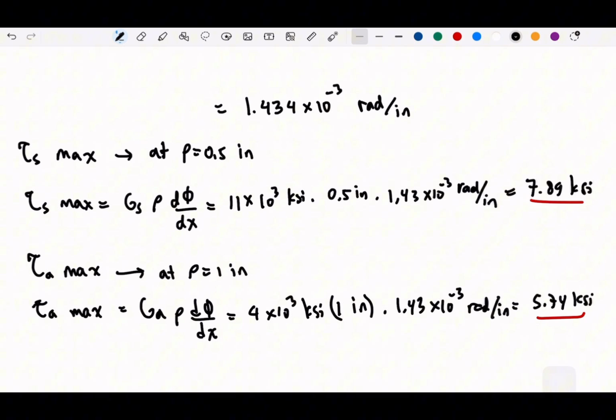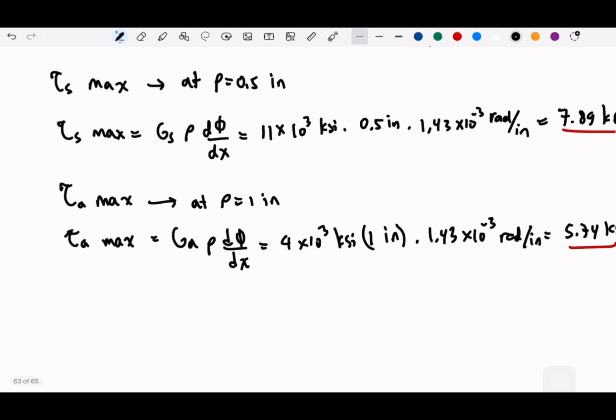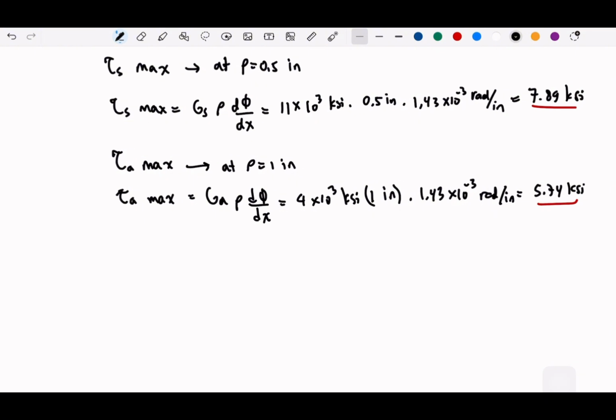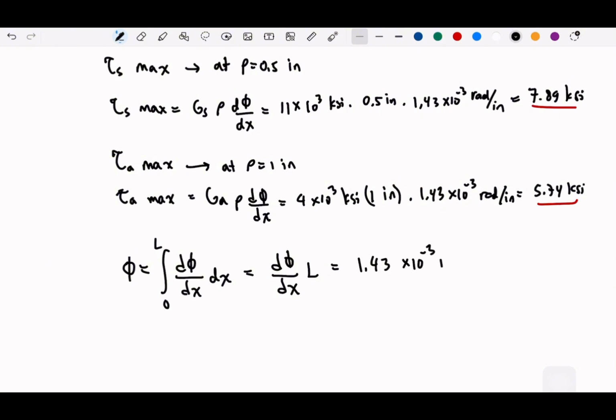And the total twist angle, we can get from the integration of the twist rate, or we can just simply multiply with L. The length is 50, so we just multiply this radian per inch with 50 inch, and we get 7.17 radian.